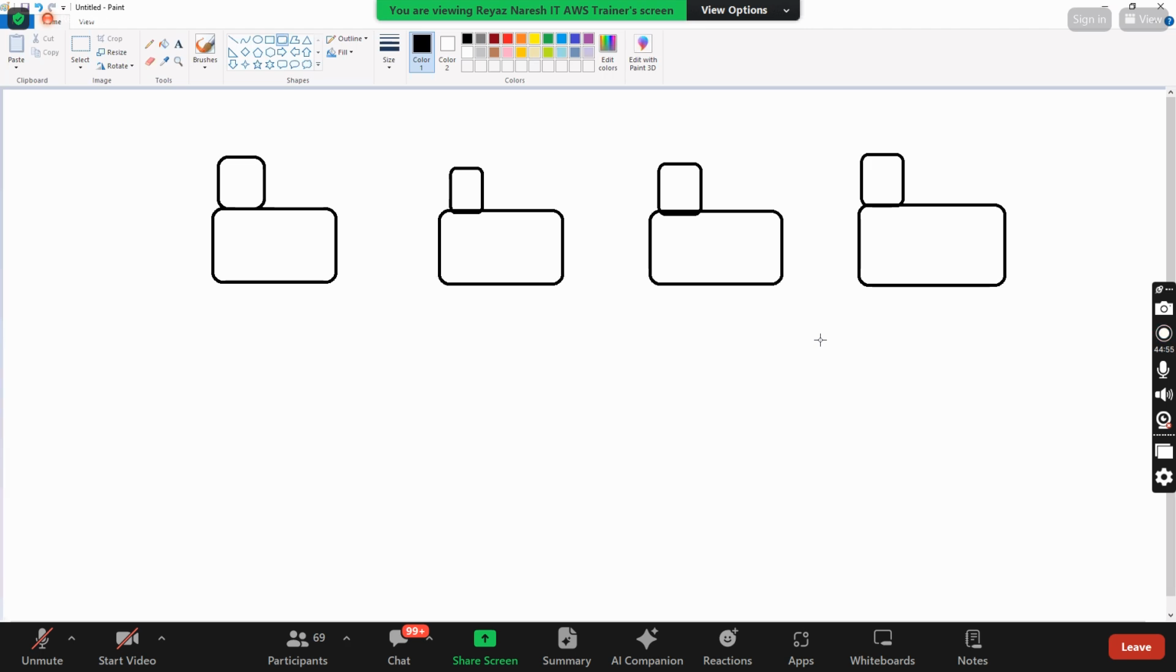Like this, I have designed for many US-based military projects also. I cannot say that outside, it's confidential. So there are so many things like this.